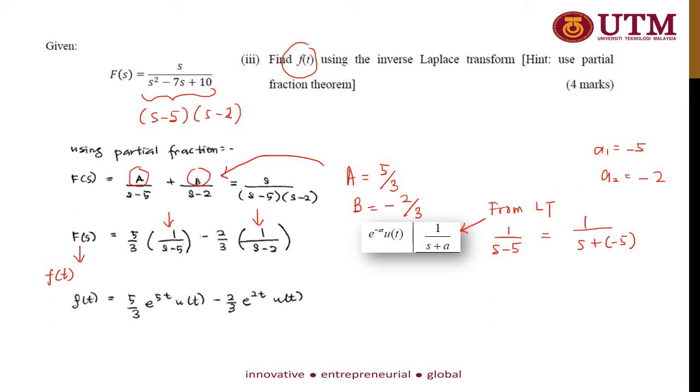So this is equal to e to the power of, in this case your a is negative 5, so e positive 5t u(t), while the second component is e negative 2 over 3, e minus your a is negative 2, so e to the power of 2t u(t). So therefore the complete equation, or the inverse Laplace transform of F(s), equal to f(t), is as shown.